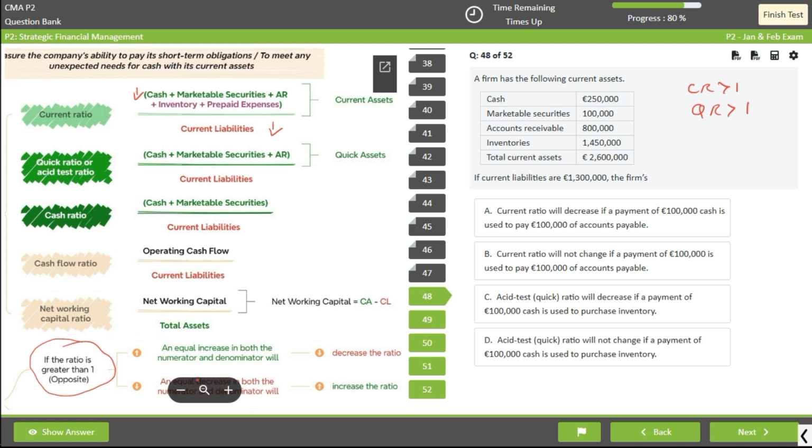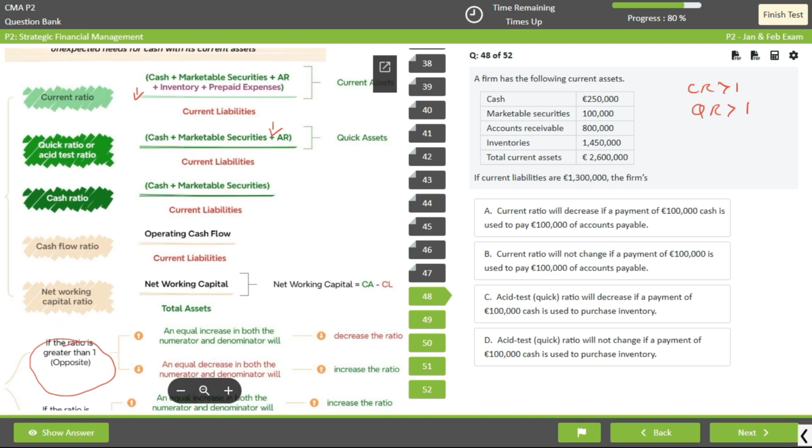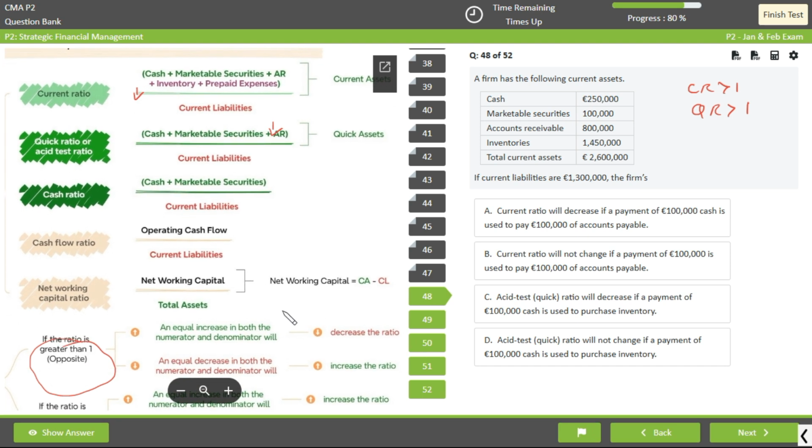So an equal decrease. Wait a second. So your cash is decreasing and your accounts payable is decreasing. So if accounts payable is decreasing, the equal decrease in both the numerator and the denominator will increase the ratio. So the current ratio here will not decrease, it will increase. No, the current ratio is going to increase.